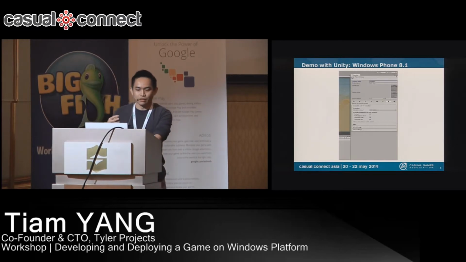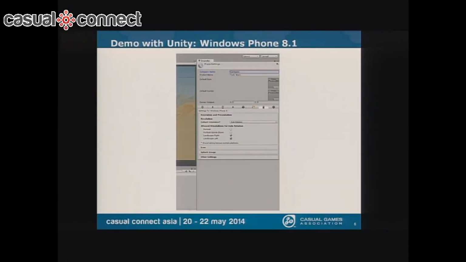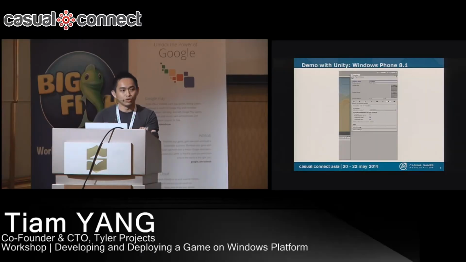So I'll just skip some of the steps because most of them are the same. Instead of the build settings for Windows Store app, you just select Windows Phone. Most of the settings are still similar, setting a company name, the app, and on top of that, now you have the option of setting the rotation.